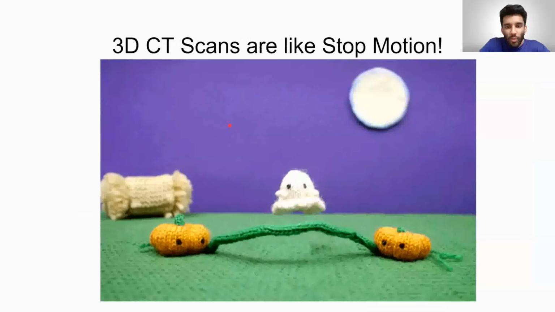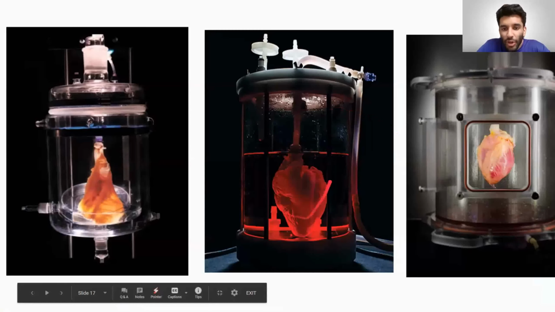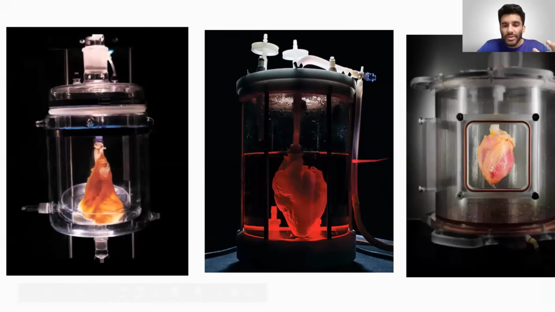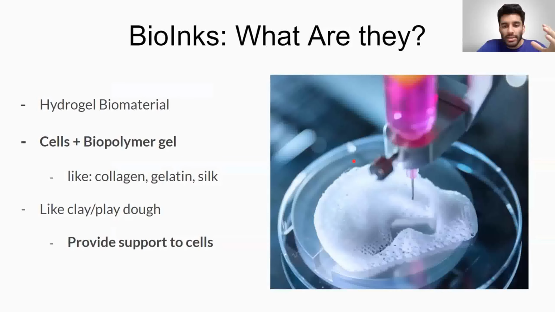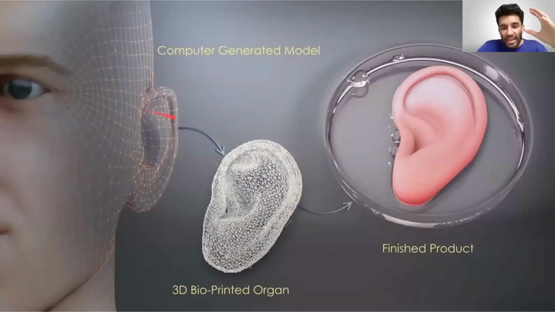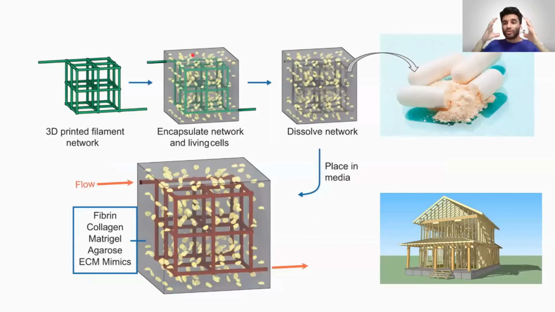So the image I want to show everyone is this one: once we have the scaffold, we're dipping it in this entire liquid solution of live cells, live stem cells, and growth medium. And that's exactly what we're doing here. We're taking the scaffold, like here, and encapsulating it in this solution of live stem cells that then populate the network. And then we can dissolve away the network.